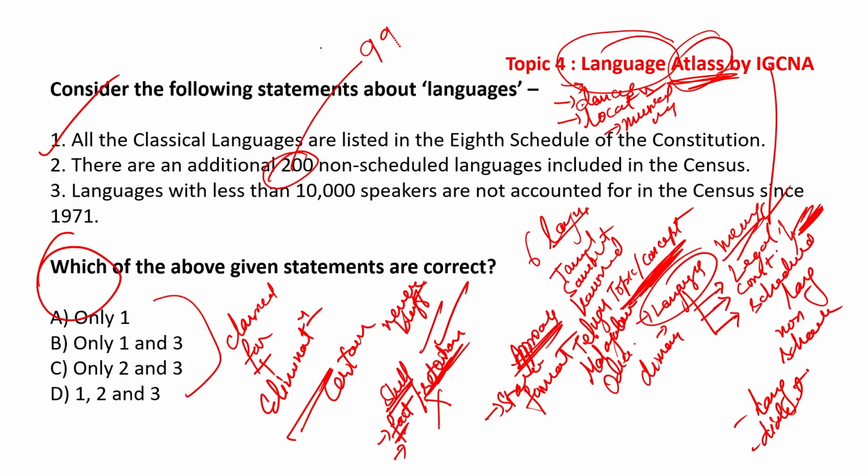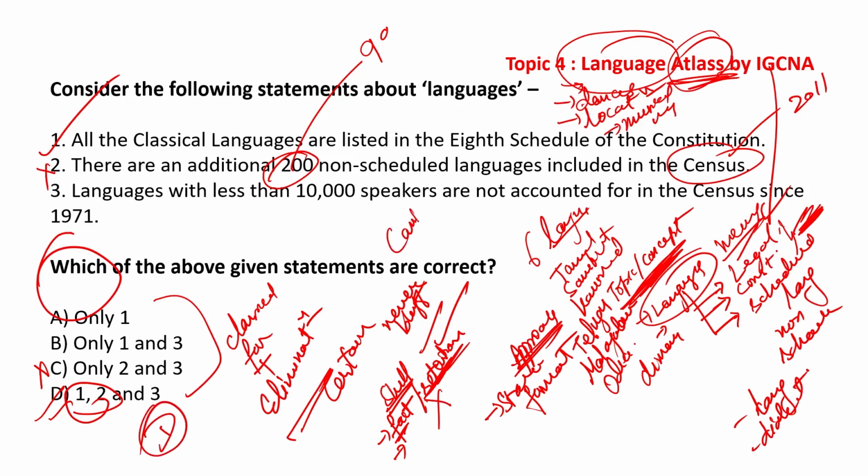There are 99 additional non-scheduled languages included in the census, and we are talking about the 2011 census here. So that is important. So this statement is incorrect. So if I know the first statement is correct, I can rule out option C, right? I can very well rule it out. And I know the second statement is also correct. Then without reading the third statement, I can come to the conclusion that my answer is option D.